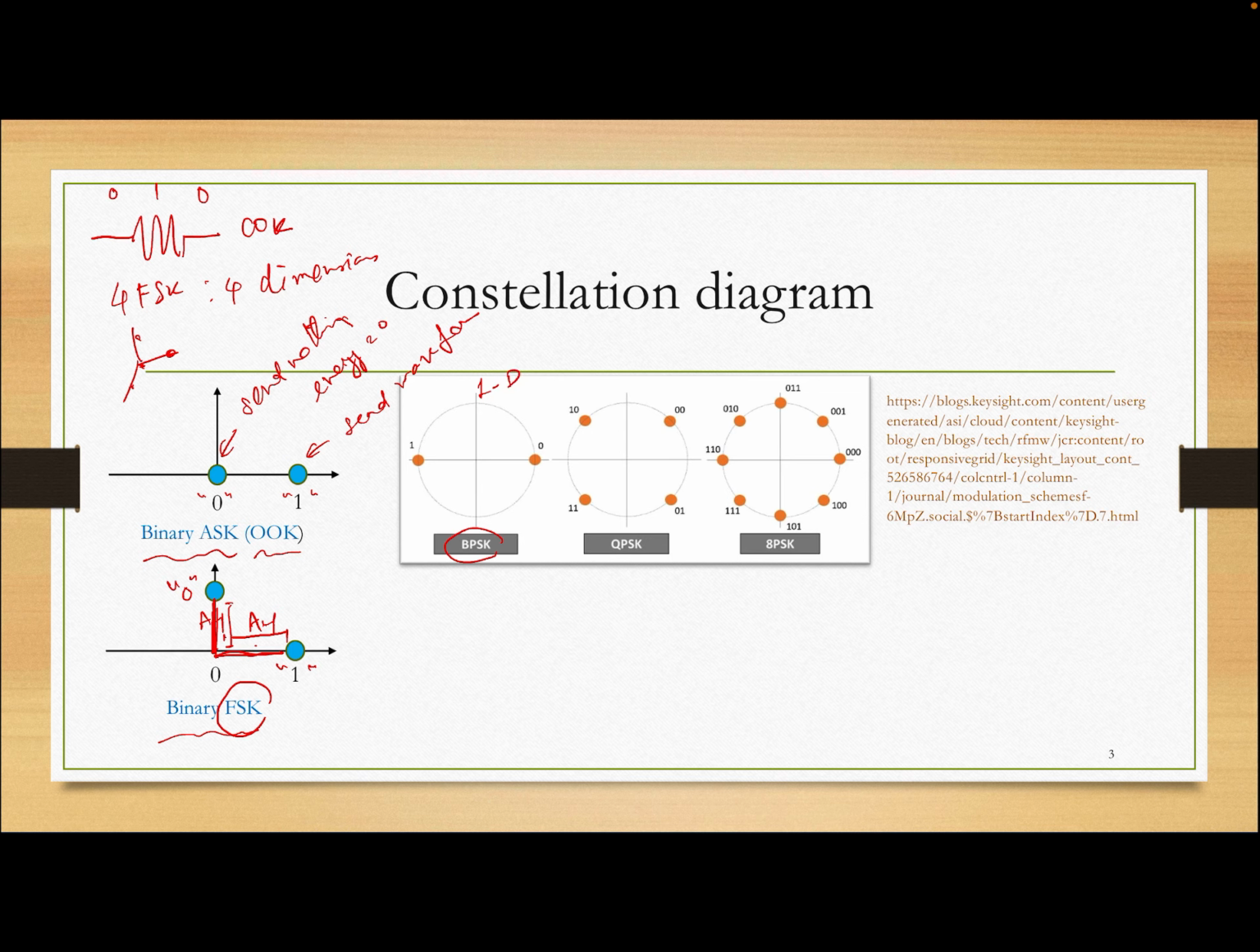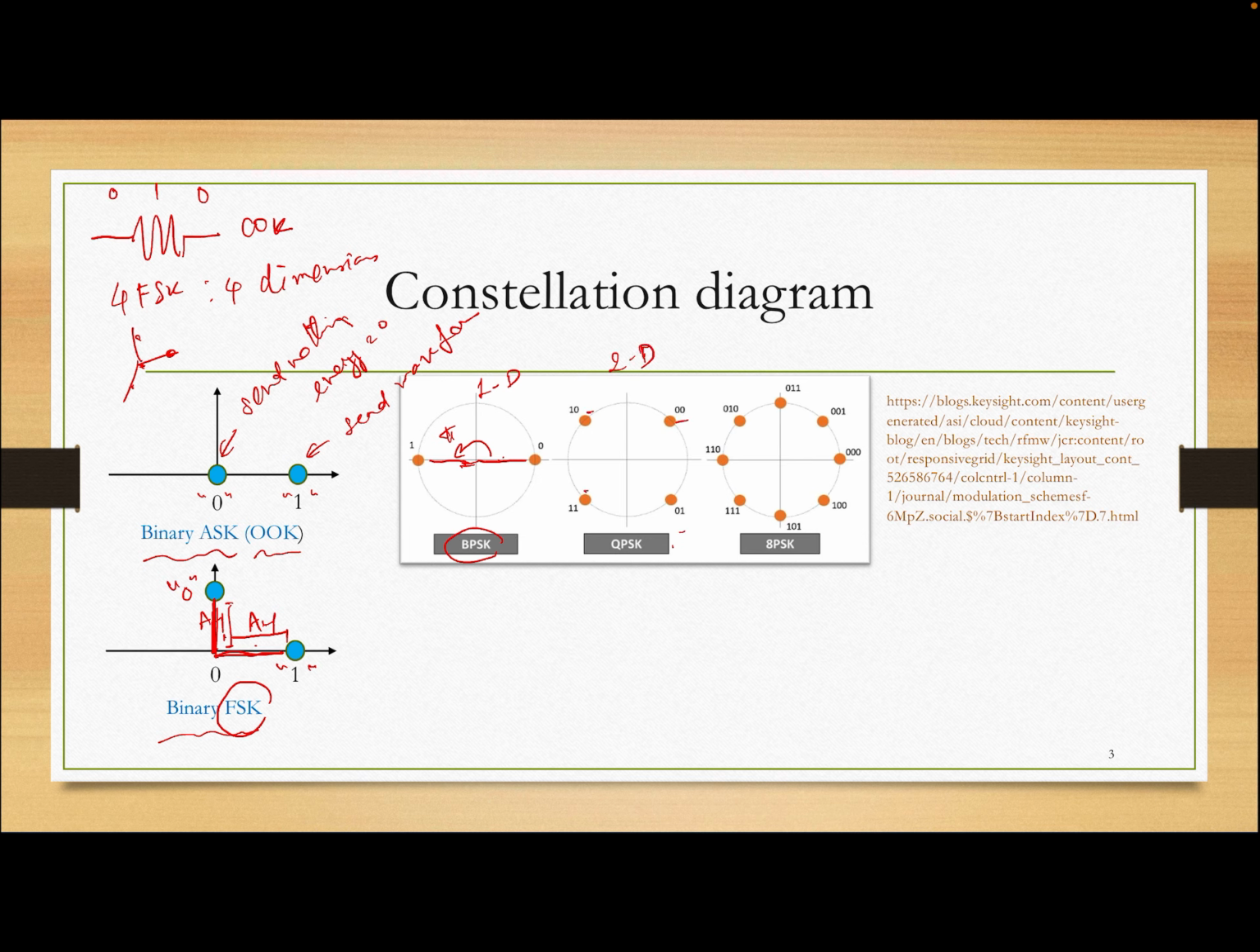Now let's look at the PSK. Binary PSK also uses 1 dimension. So you have 0 and 1. 0 has the same amplitude as 1, but it has 0 phase, and 1 has phase of pi. So that is binary PSK.